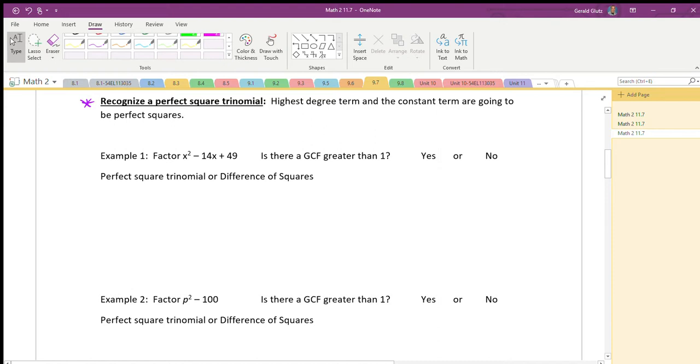So if we look at example 1, we got x squared minus 14x plus 49. The first thing we want to check, whenever we factor, is do these three terms have a common factor? Well, there's an imaginary 1 there. So 1, negative 14, 49, they do not have a common factor that's greater than 1, and they do not all have x in them. So the answer is no, I cannot factor them anymore. So I'm just going to have to factor them.